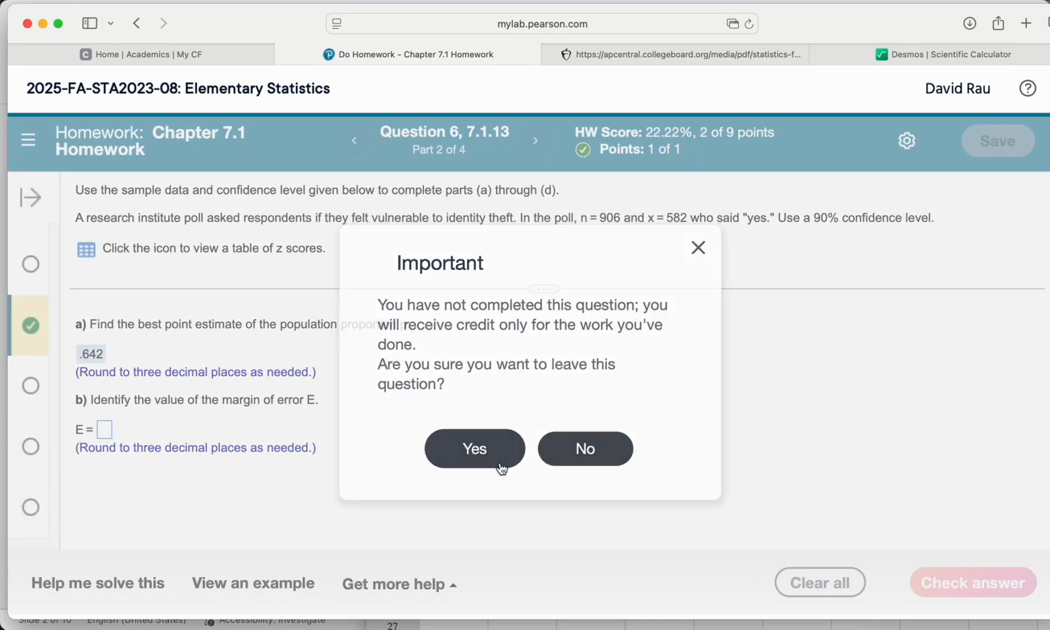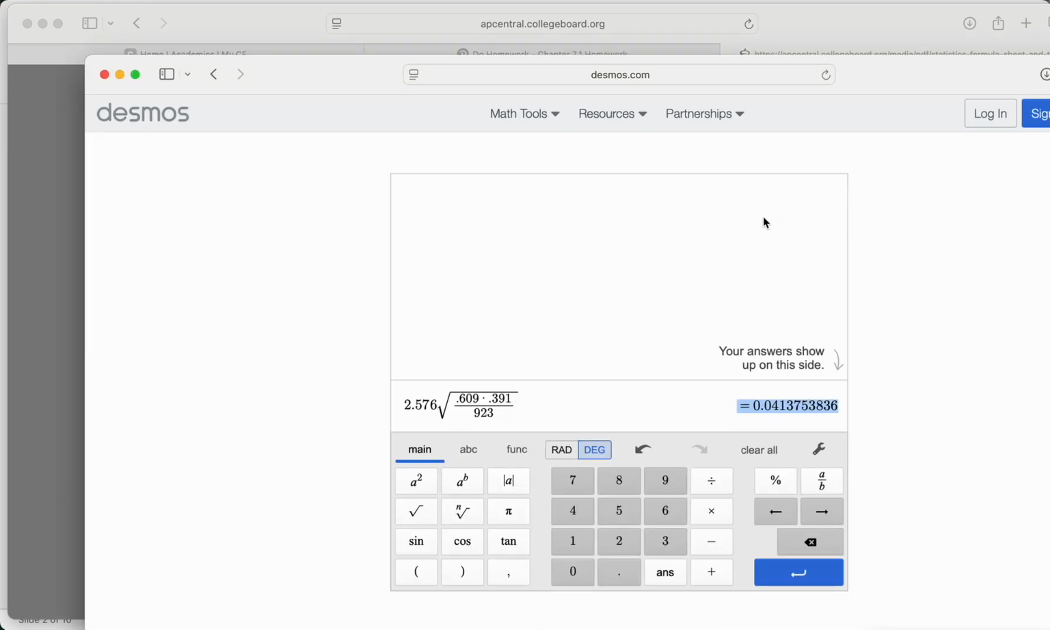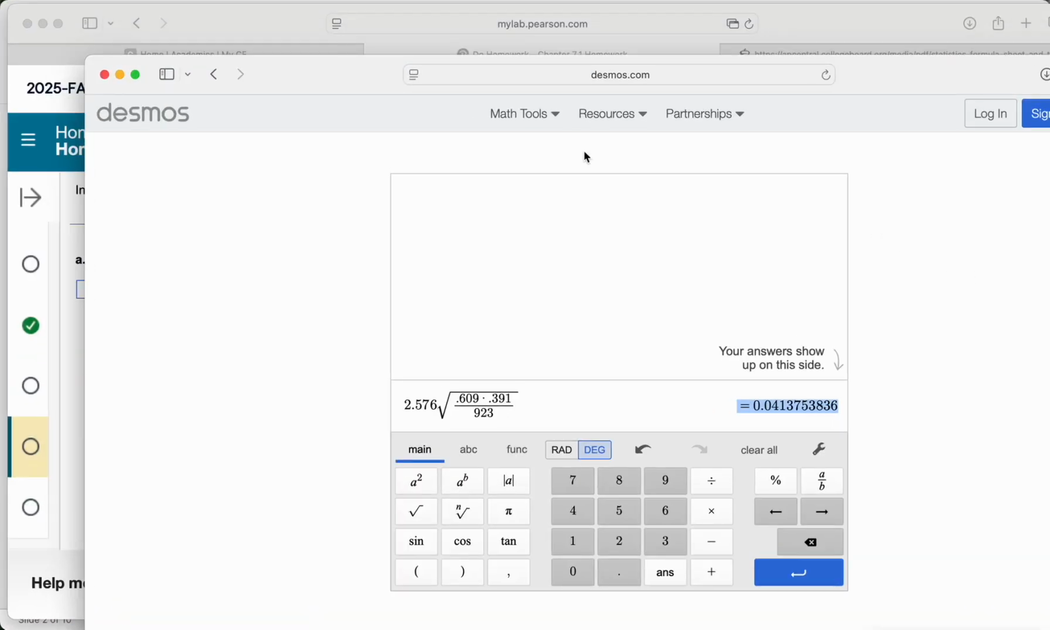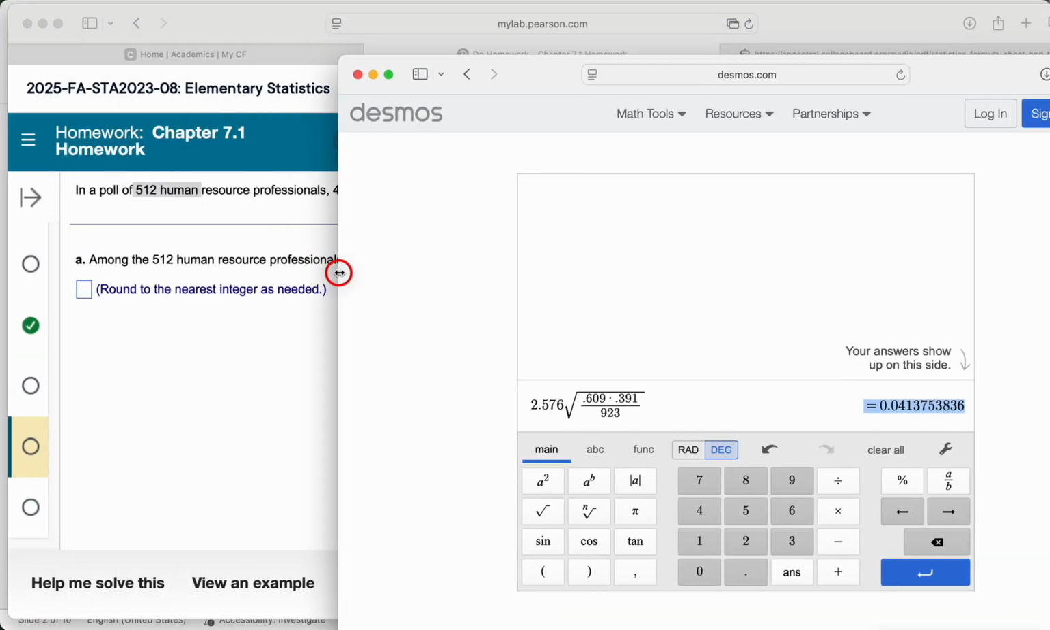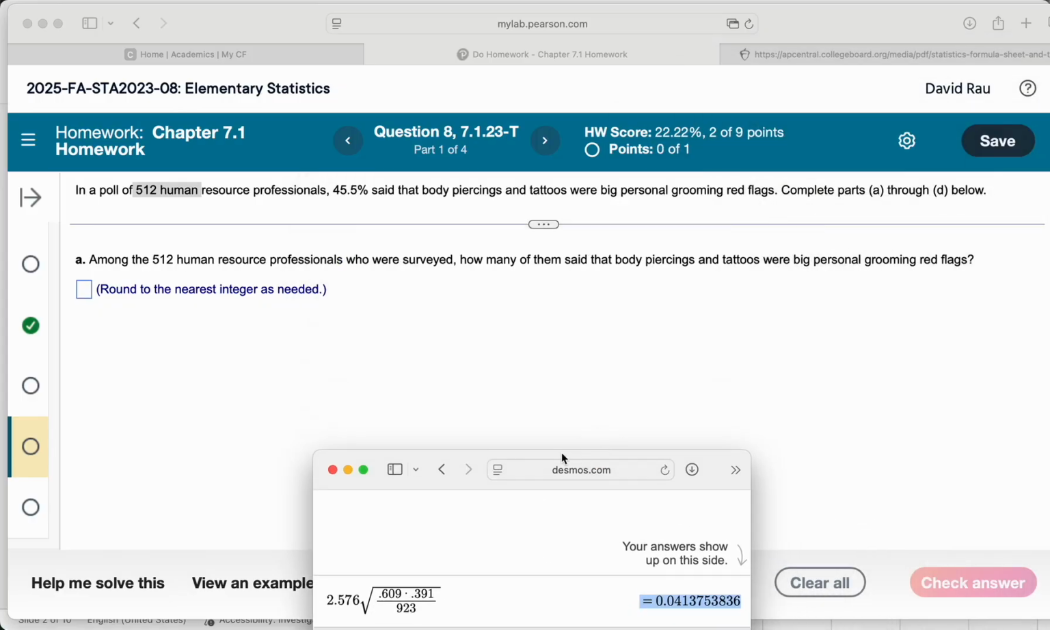We saw how to do that. Now let's go ahead and look at, say, the best score question. I think I want to look at this question here. So it says there were 512 human resource officers and 45.5 percent said that body piercings and tattoos were red flags. So the first question is, and really, again, in this class, you've probably realized it by now, but really we're just professional window shufflers here. We've got our data and we've got to figure out how to type it in where we need it.